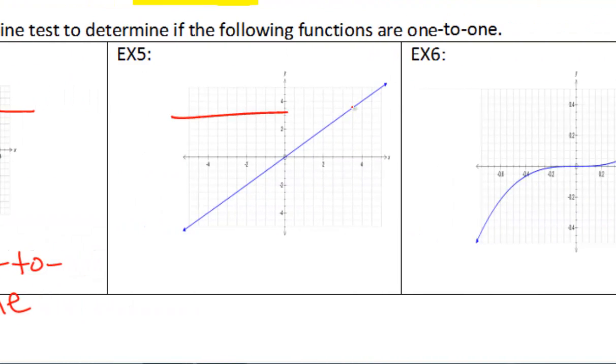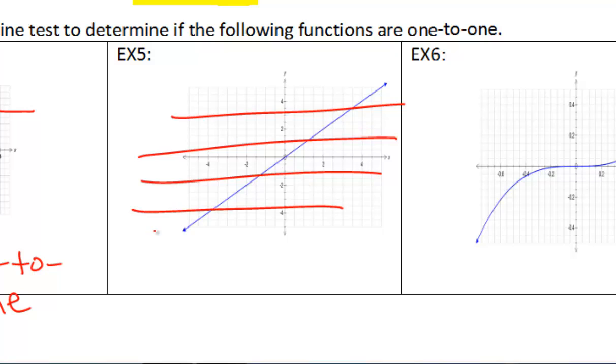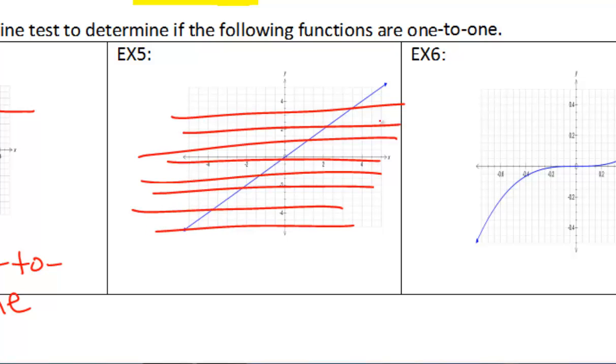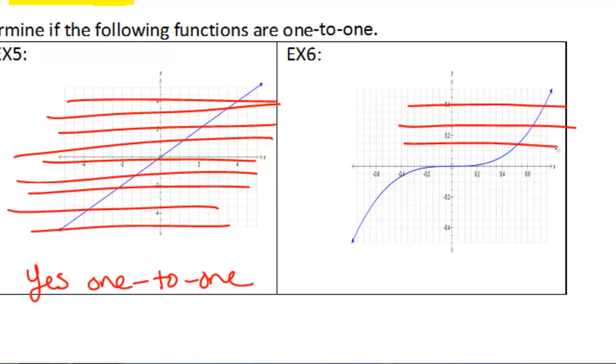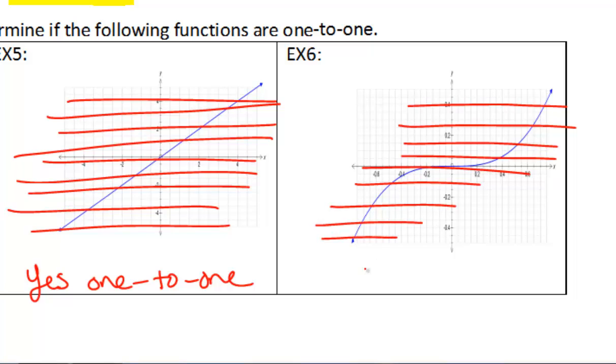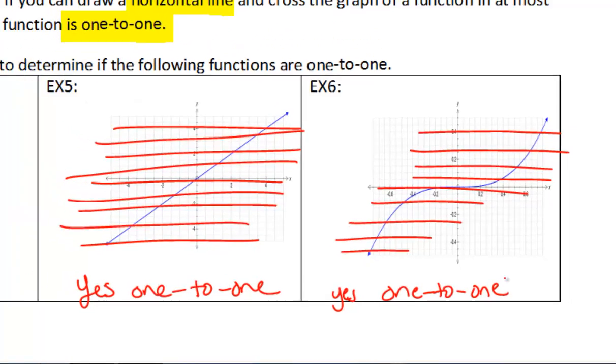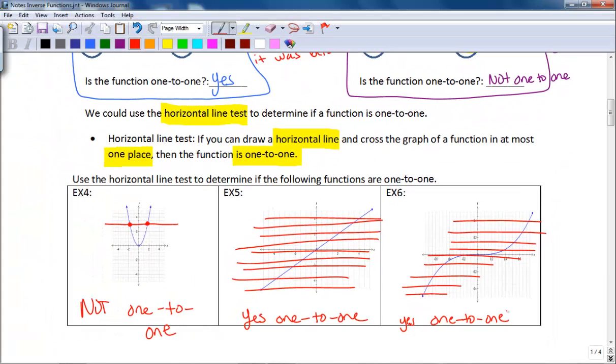What about example 5? Every horizontal line that I'm drawing here is going to intersect this blue line in only one spot. So yes, this is one-to-one. What about my last one, example 6? Again, if I draw these horizontal lines, the most I'm intersecting is in one spot, so yes, I'm also one-to-one. So a function is one-to-one if the y's only correspond to one x, and we can use the horizontal line test to determine if a function is one-to-one.